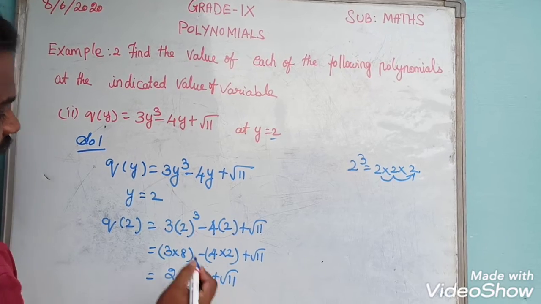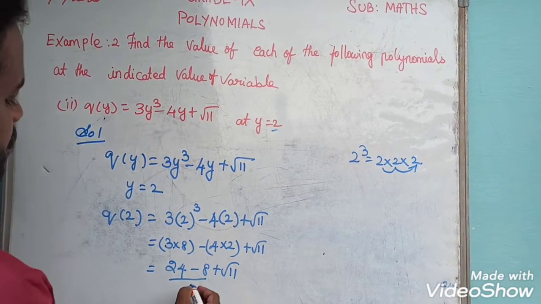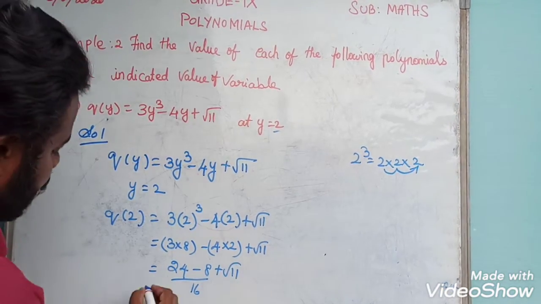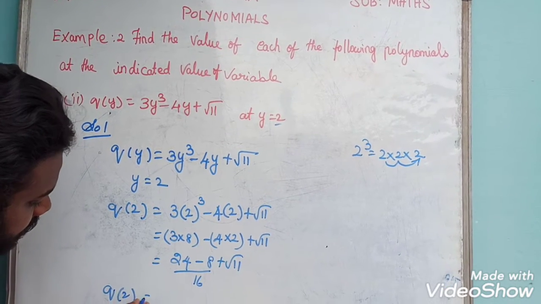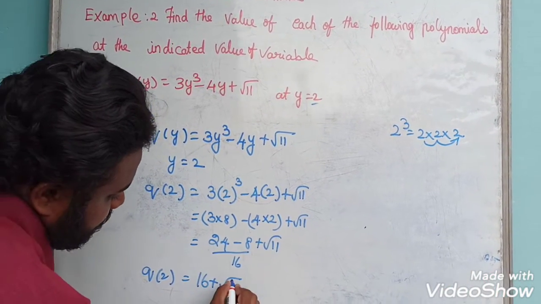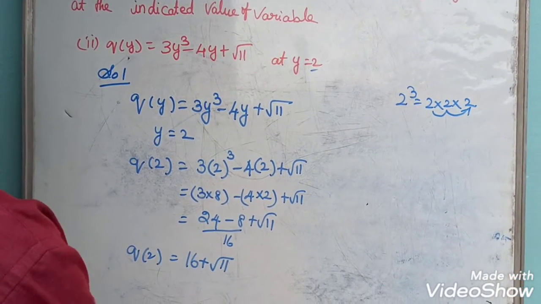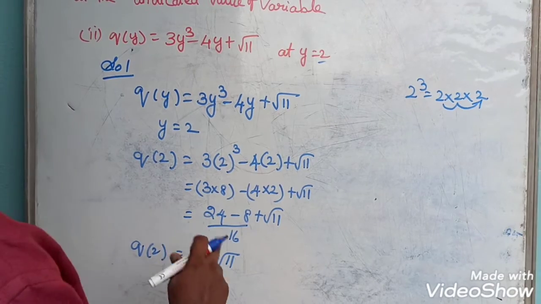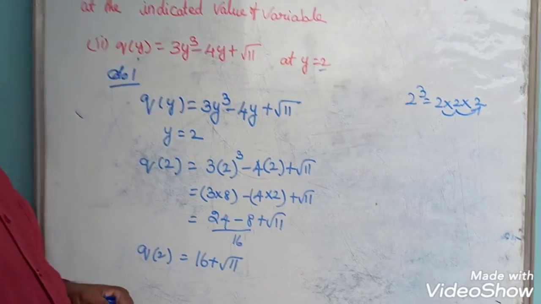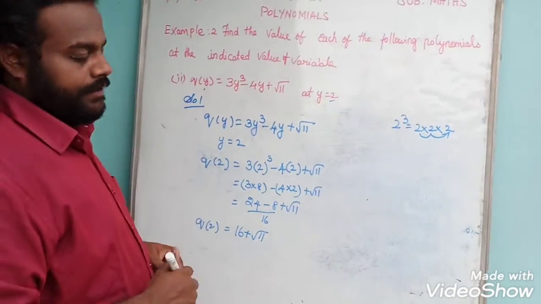So 24 minus 8 we get 16, plus root 11. So q of 2 can be written as 16 plus root 11. Root 11 cannot be added with the 16. Because of that, 16 plus root 11 is the answer for the second one. Next we move on to question number 3.